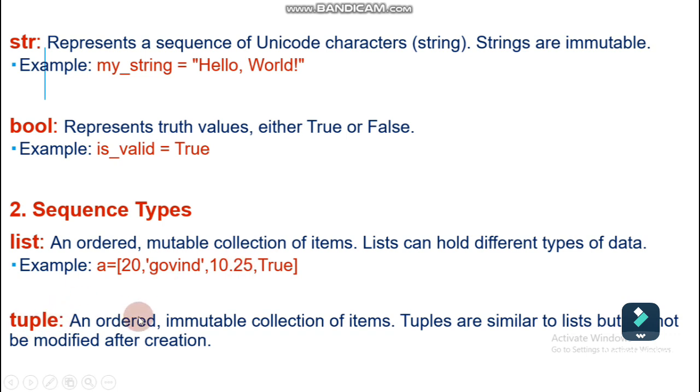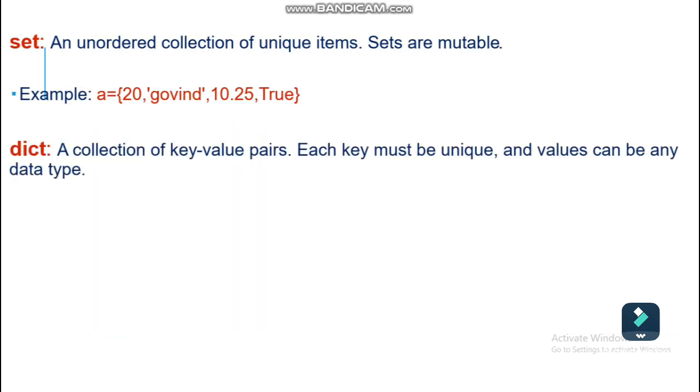Okay? Tuple. It is an ordered immutable collection of items. Tuples are similar to lists but cannot be modified after creation. Once you have created a tuple, we cannot modify the values. Okay? So in a list we can modify the values, and in a tuple we cannot modify the values. Example, a equal to 20, Govind, 10.25 as a tuple. Here, lists use square brackets, and tuples use normal open and close brackets. Set. It is an unordered collection of unique items. Sets are mutable. Here also we can change the values once assigned. Here it is curly brackets. Okay? So list is square brackets, tuple is normal open and close brackets, and set means curly brackets.